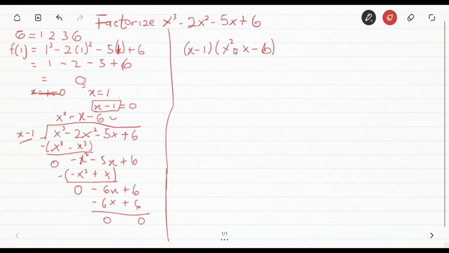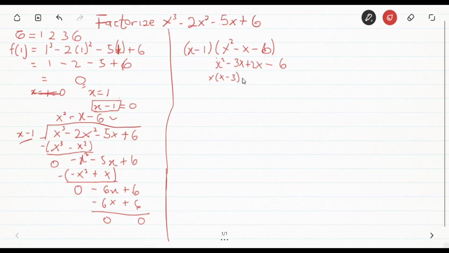When we are solving this quadratic, we will look for two factors that we multiply to get 6 and we add to get 1. So these factors will replace the x term. Then we are going to get x squared minus 3x plus 2x minus 6. Then if I group them, I can factorize x out here. Then x minus 3 will be left over here. Then I close the bracket.